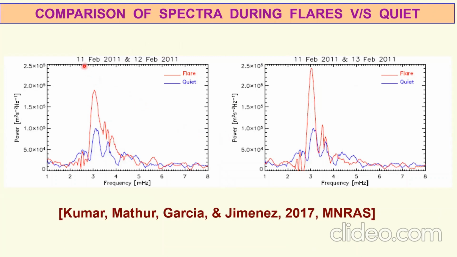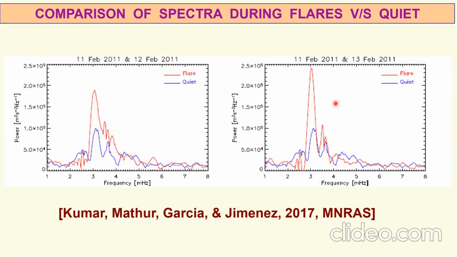In this window, this is the comparison of a power spectrum for 11th February and 12th February. The plot shown in red color is for the flare day, and the plot shown in blue color is for the quiet day. So here one can see that there is a significant enhancement of the P modes as well as some high frequency components on the flare day with respect to the quiet day.